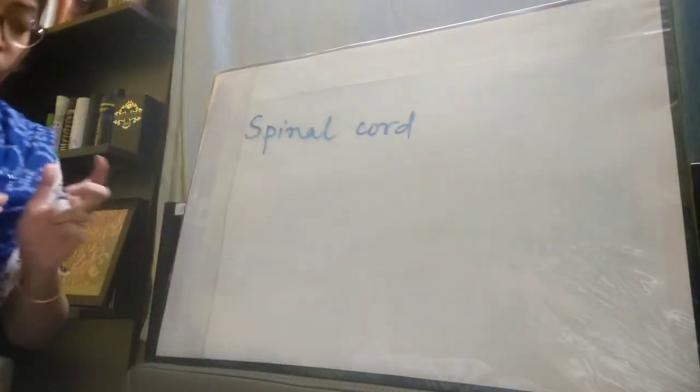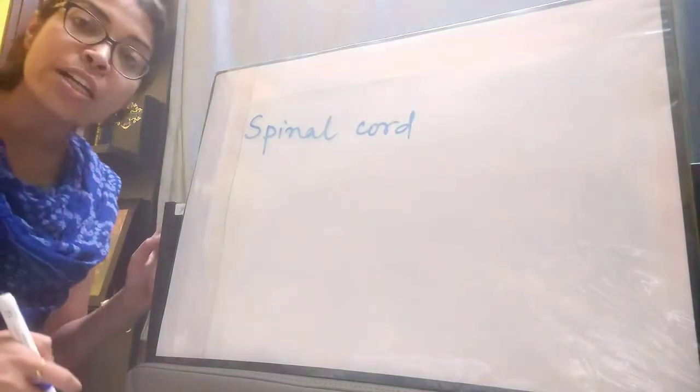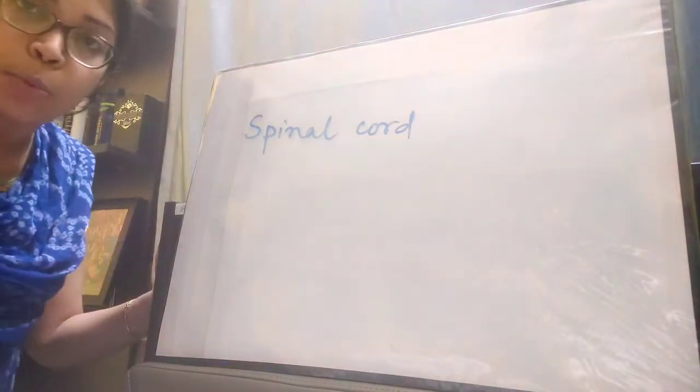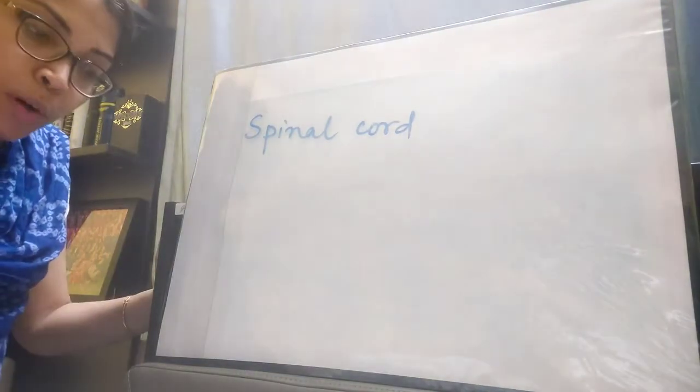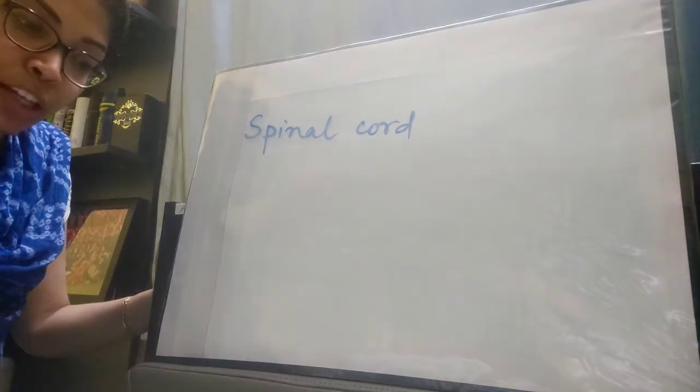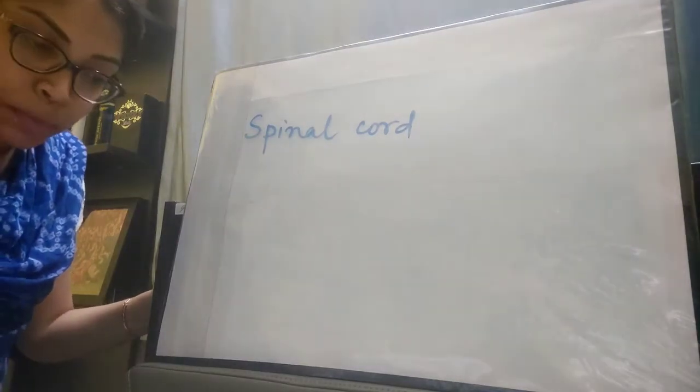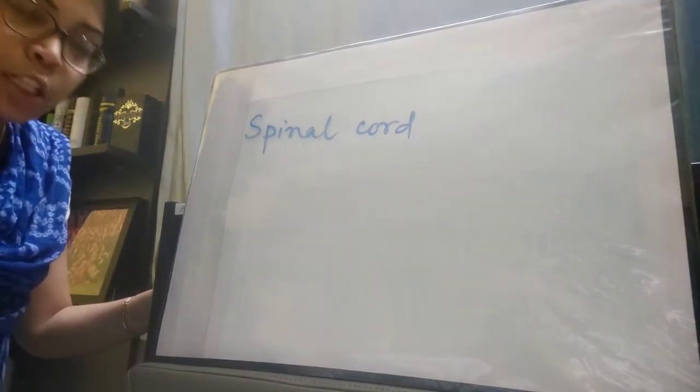Okay, so what is the spinal cord? The spinal cord is the continuation of the medulla oblongata of the brain. It is like a cord coming out from a hole at the base of the skull, running through the full length of the vertebral column. The vertebral column protects the spinal cord.